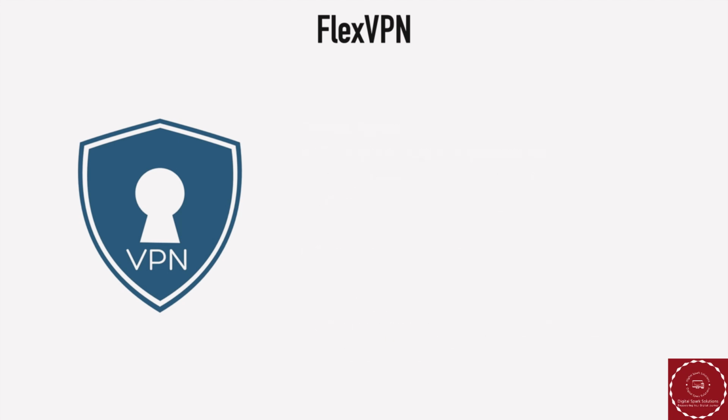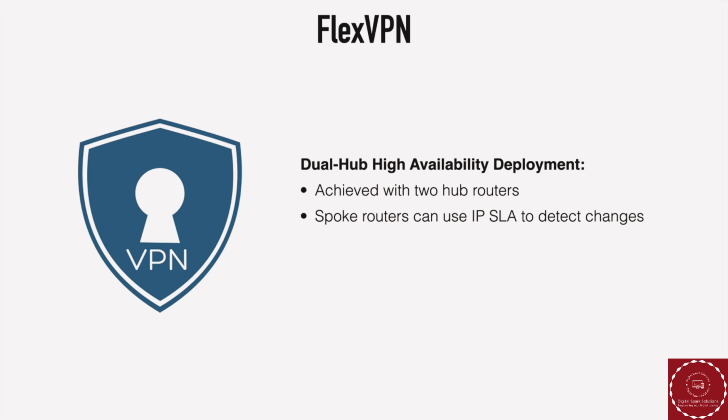Another advantage of FlexVPN is the ability to create a high availability deployment, meaning that we have redundancy built in. This is achieved with a dual hub topology, where we deploy two hub routers. Spoke routers would use methods such as IPSLA with tracking objects to detect an event where the main hub is unavailable, allowing for a changeover to the other hub.